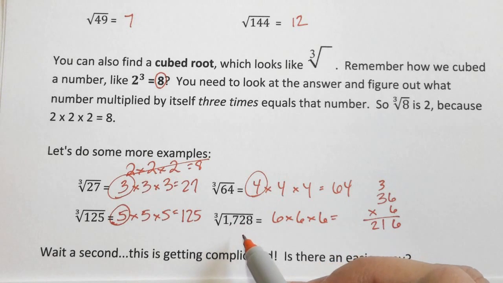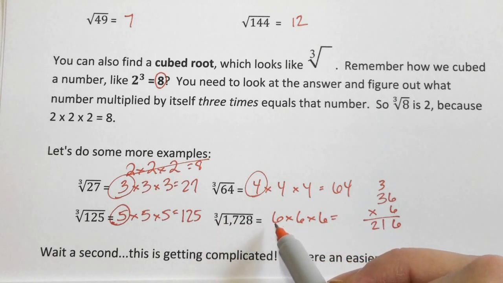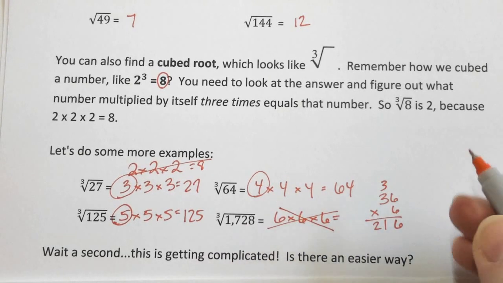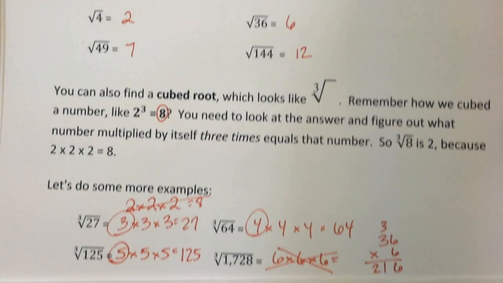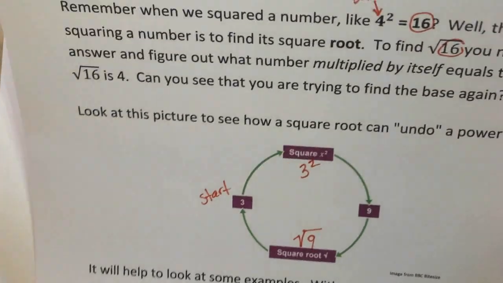No, that's way too low. So I think the cubed root of 1,728 is quite a bit bigger than 6. But we're not going to do it right now. That would take us a little while. So this is getting complicated. Is there an easier way? And luckily there is.